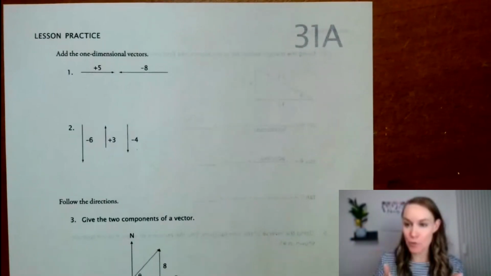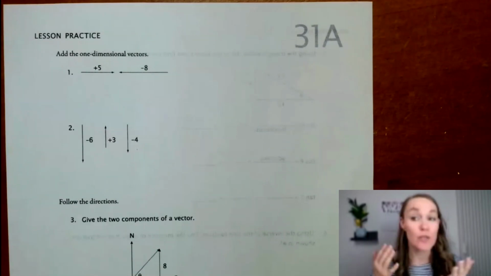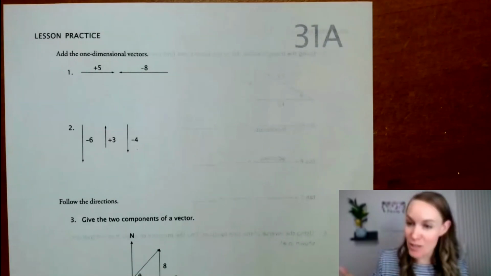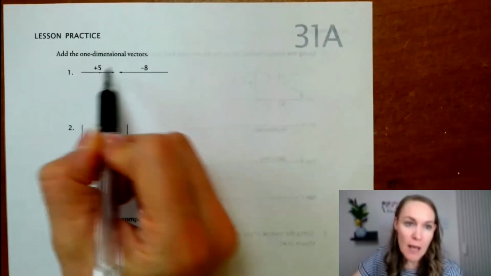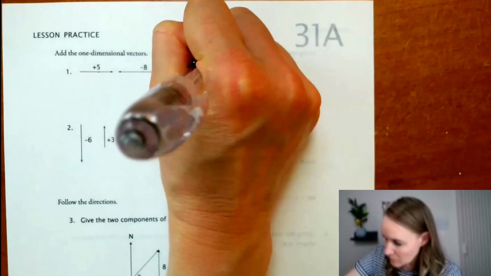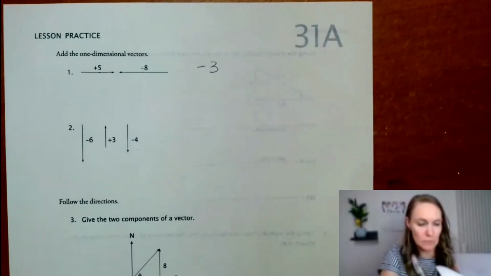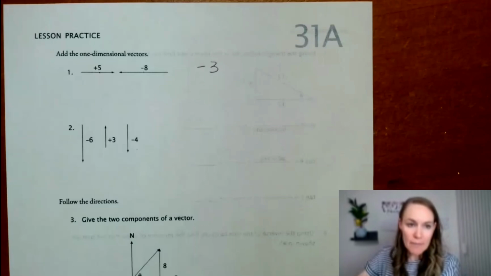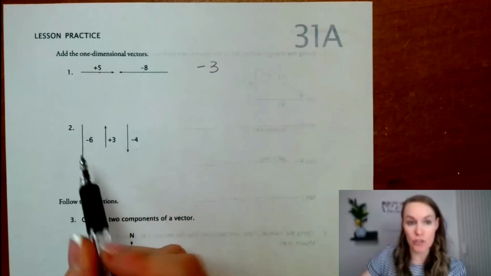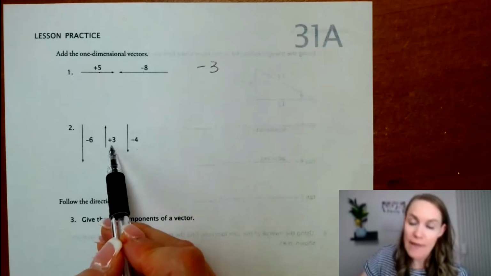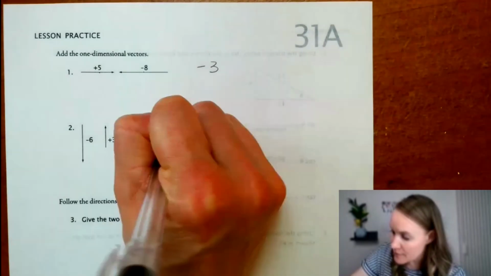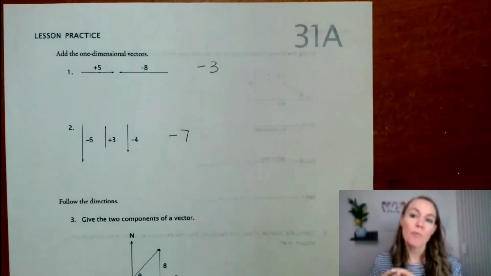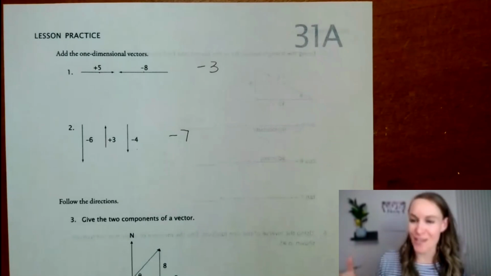So we add and subtract vectors just like we add and subtract normal numbers, just like we have been doing all along since pre-algebra. So we have positive 5 minus 8. That's going to equal negative 3. Okay, same thing with this one. We can add multiple vectors, not just two. We have negative 6 plus 3. That is negative 3. Negative 3 minus 4 is negative 7. So our answer is negative 7 there. So pretty simple. We're just adding vectors just like we do numbers.